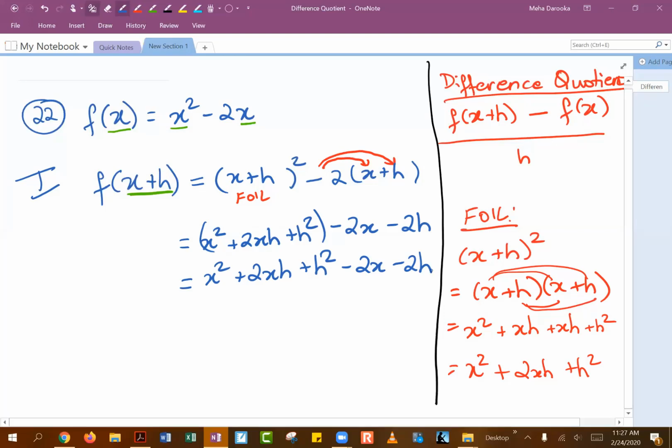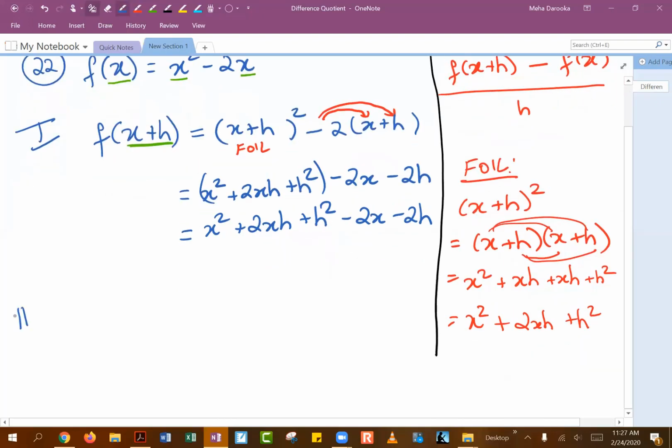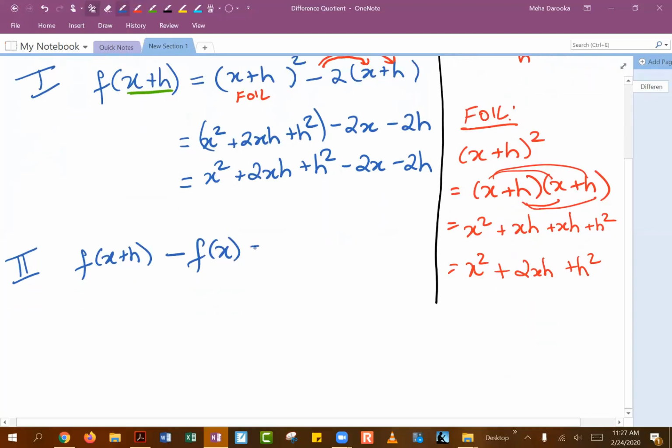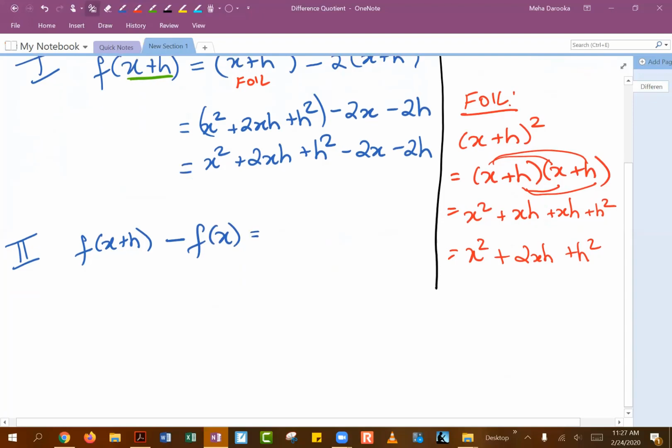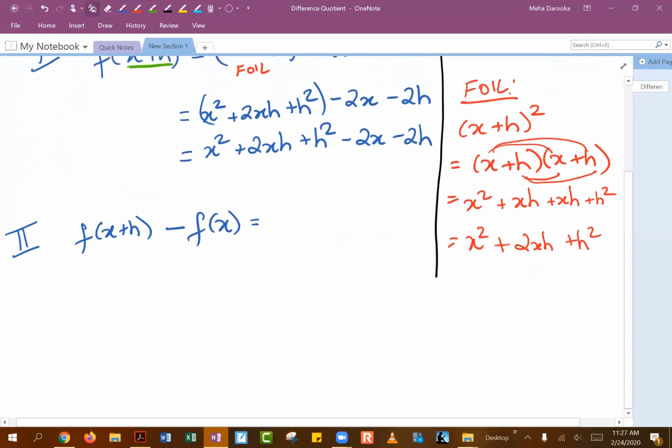Now I'm going to do the numerator part of our difference quotient. So that's actually going to be where you take the answer from part 1 and subtract the original function f of x from it. So I'm just breaking it up into parts because my brain works better that way.